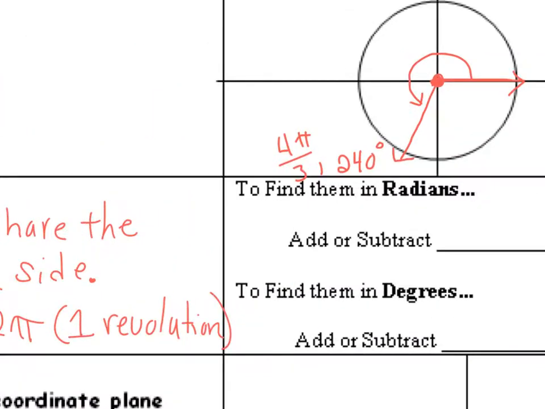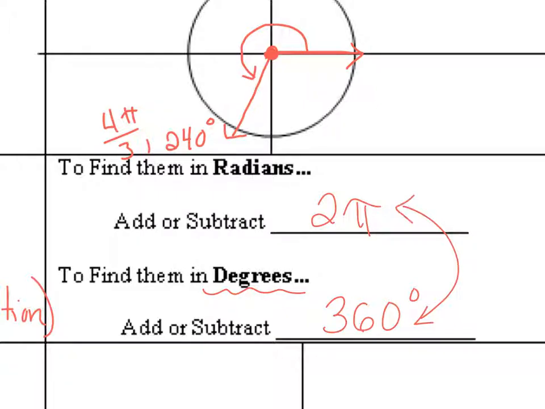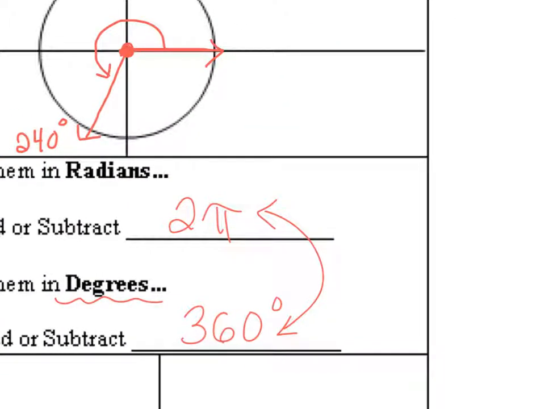So let's say, I thought there was an example over here. To find them in radians, we add or subtract 2 pi radians, but just a little throwback, in degree measure, we would add or subtract 360 degrees. And it's because these two things both indicate 1 revolution. You're spinning that spinner one more time around.